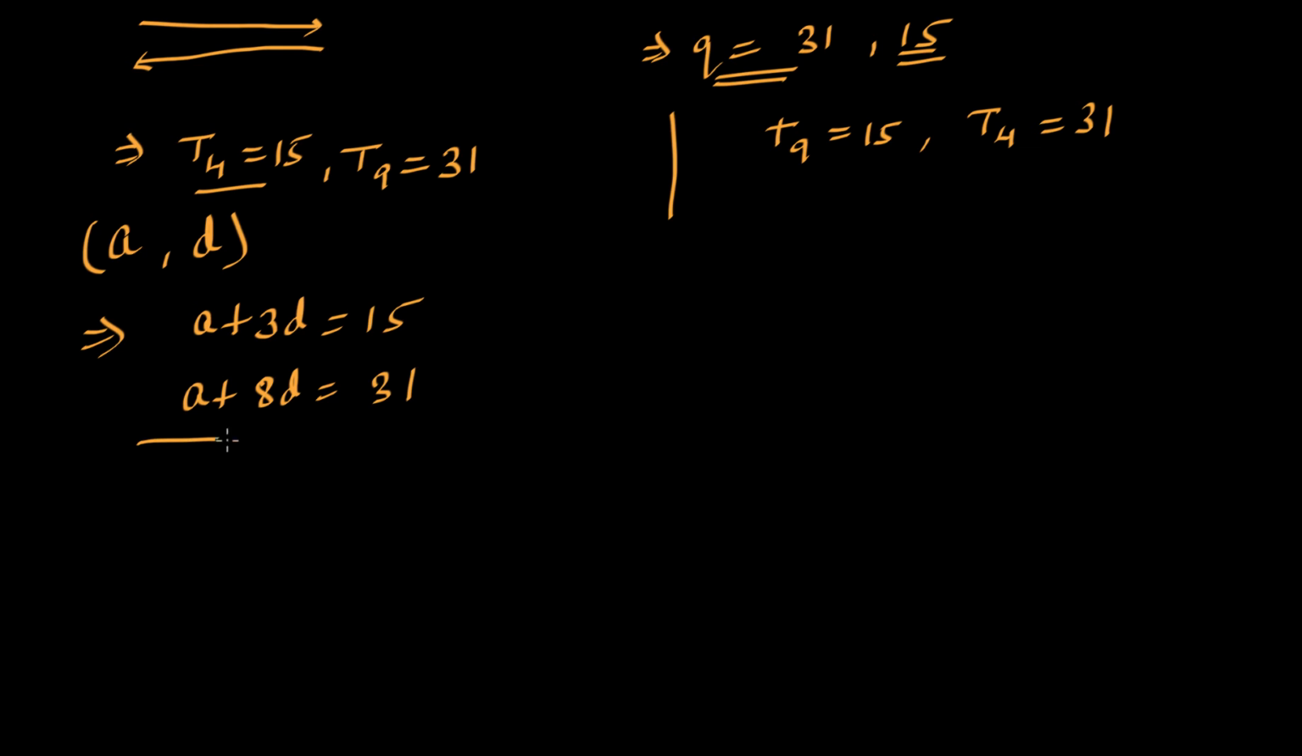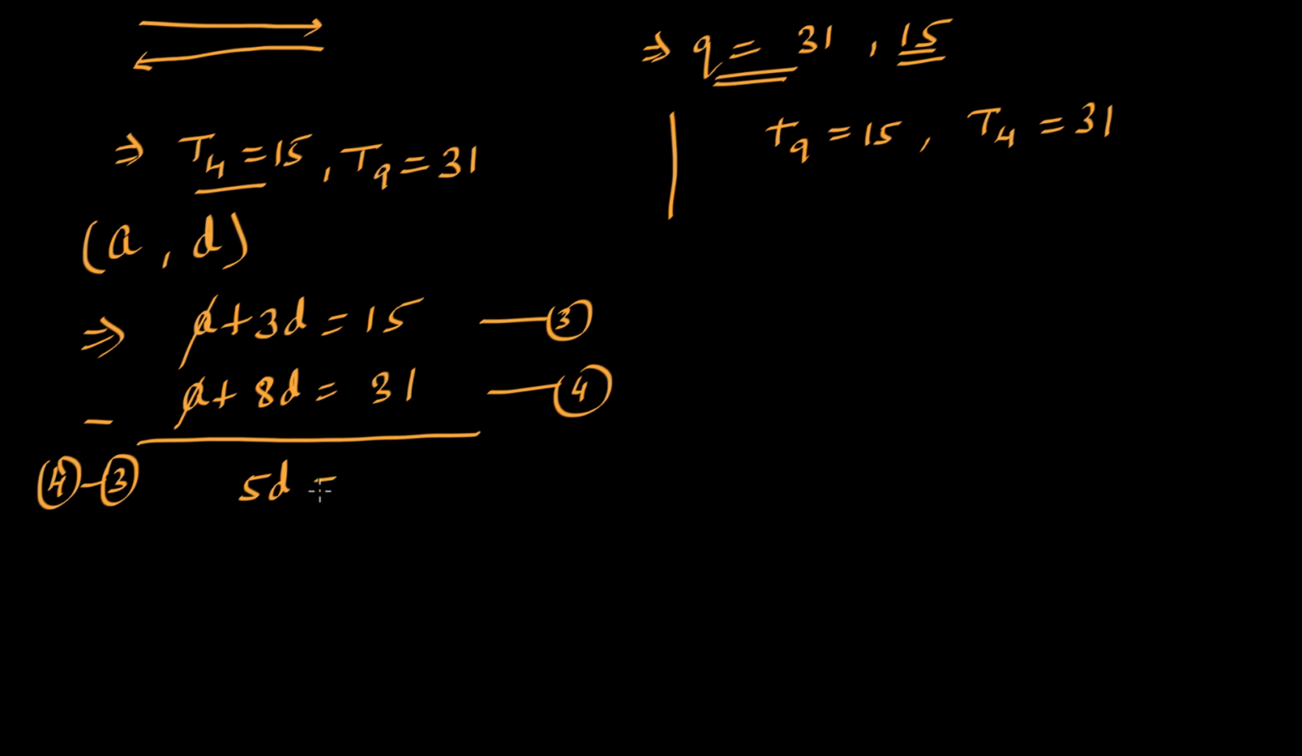So let us solve for A and D. We'll subtract both the equations. Let us say that this is equation number 3, this is equation number 4. So what we did? We did 4 minus 3, fourth equation minus third equation. So A and A got cancelled. 8D minus 3D gave me 5D is equal to 31 minus 15. So this gives us 5D is nothing but equal to 6.